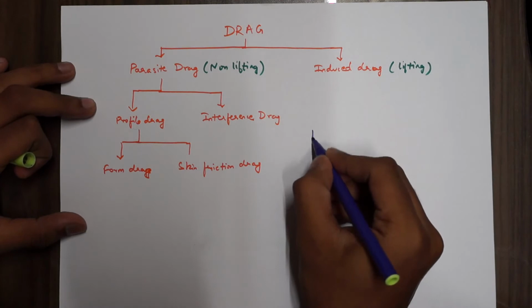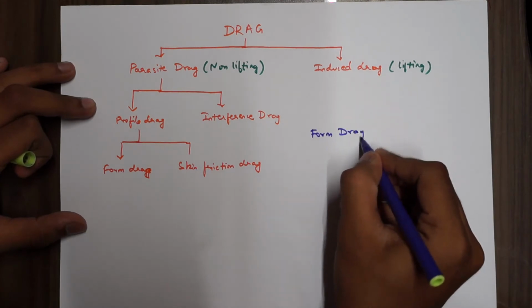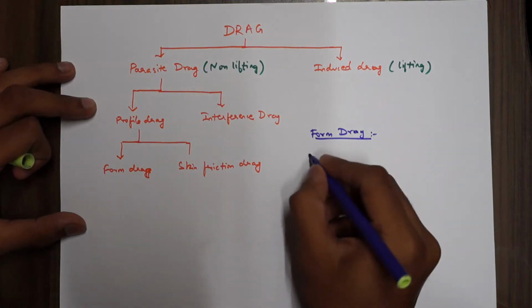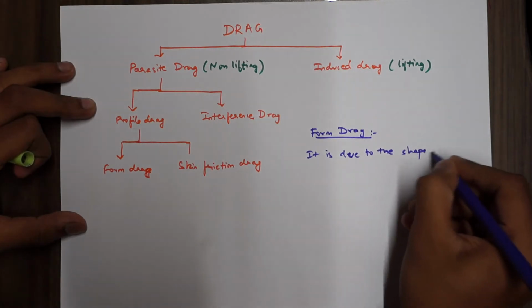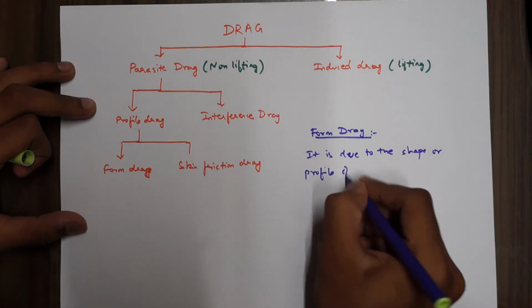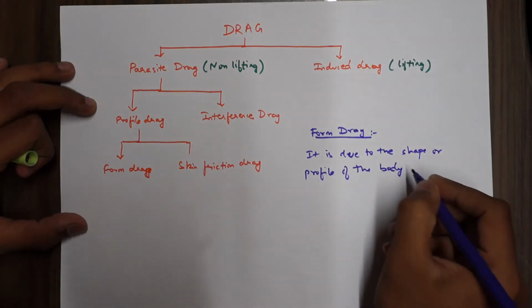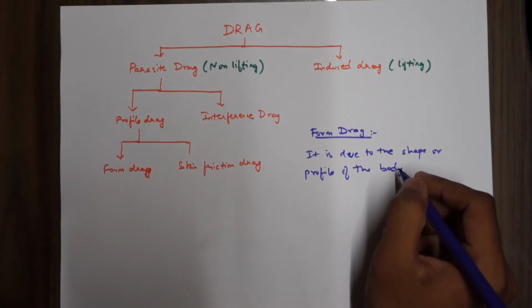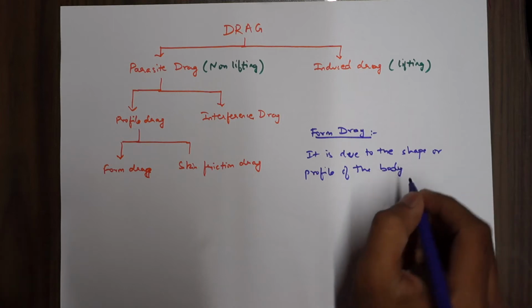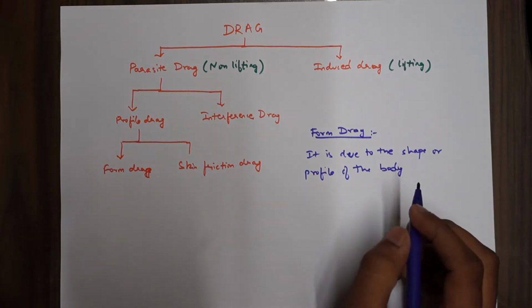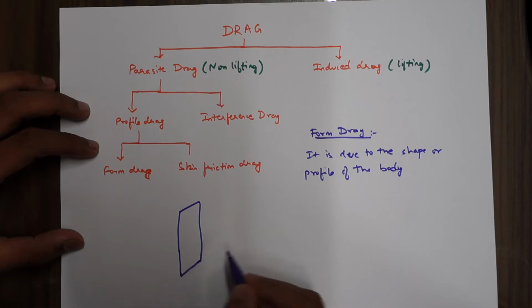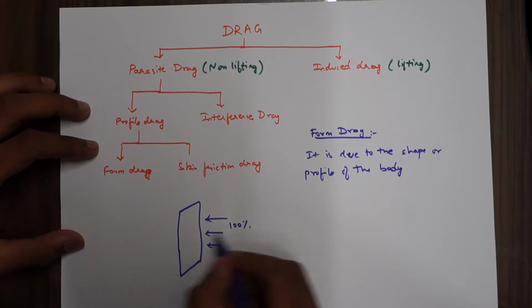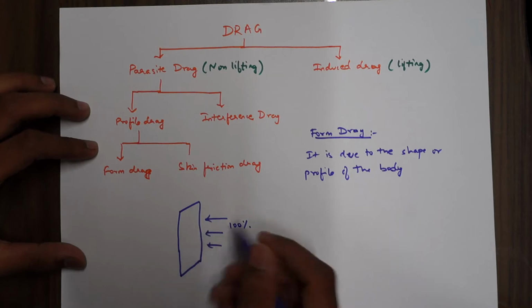Form drag is the simplest of all. It is due to the shape or profile of the body. Form drag can basically be reduced but cannot be made zero. For example, so that it's easy to understand, say a surface is taken, and it is providing a total of 100% drag. It's a rectangular plate or plane, whatever it is.